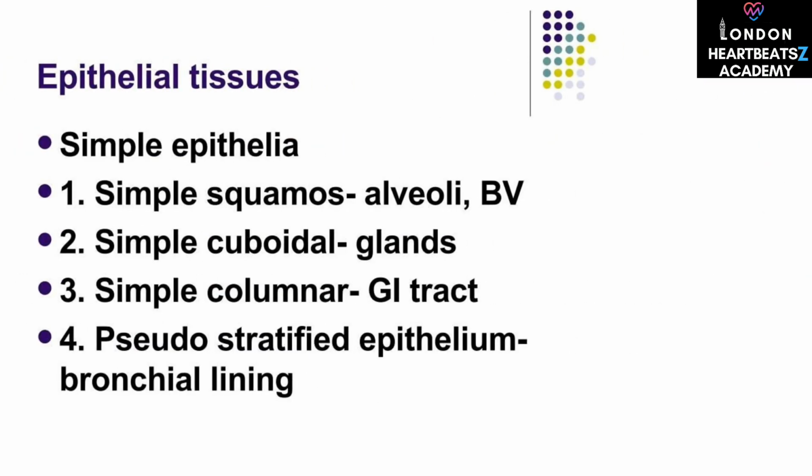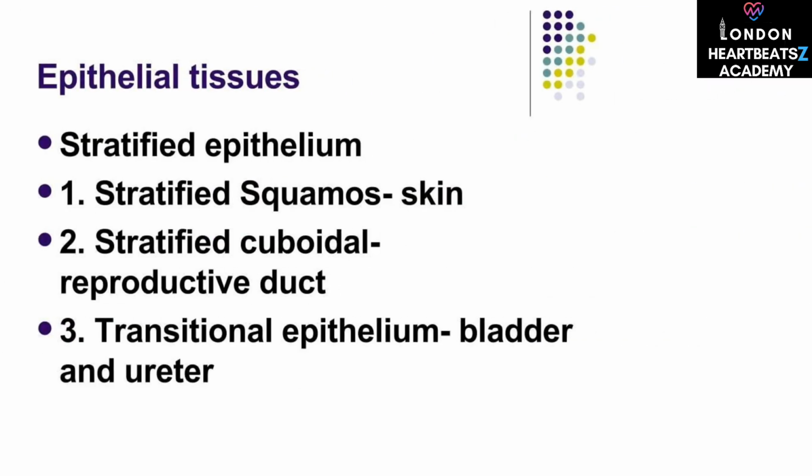Simple epithelia include simple squamous found in alveoli and blood vessels, simple cuboidal in glands, simple columnar in the GI tract, and pseudostratified epithelium in the bronchial lining. Stratified epithelium includes stratified squamous like the skin, stratified cuboidal in the reproductive duct, and transitional epithelium found in the bladder and ureter.